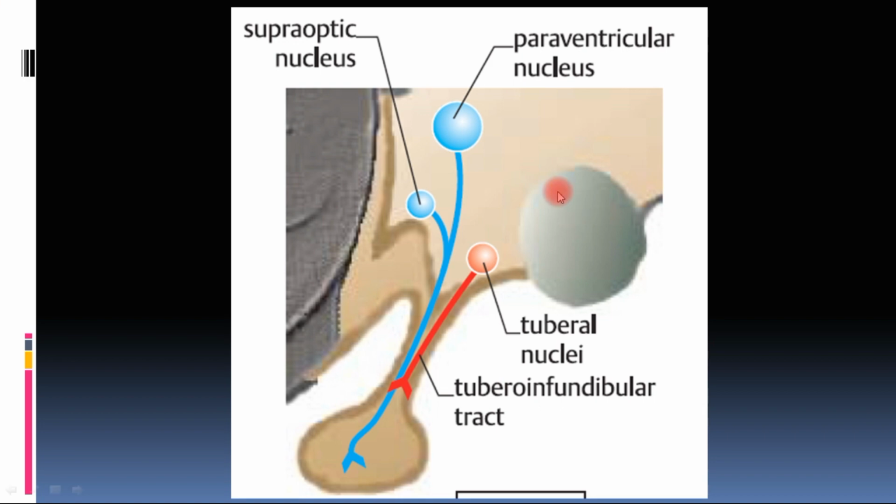That is from the tuberal nuclei. It is going to the median eminence, the hypothalamo-hypophyseal portal system. It is secreting into the hypothalamo-hypophyseal portal system, and thus secreting various stimulating and inhibiting hormones so as to control the secretion of the anterior pituitary gland.